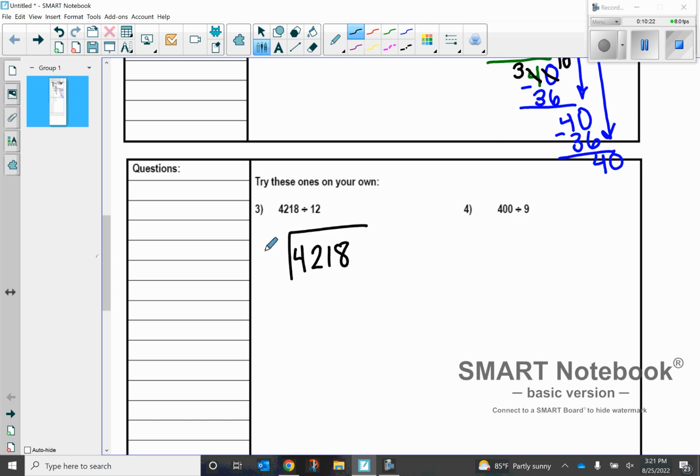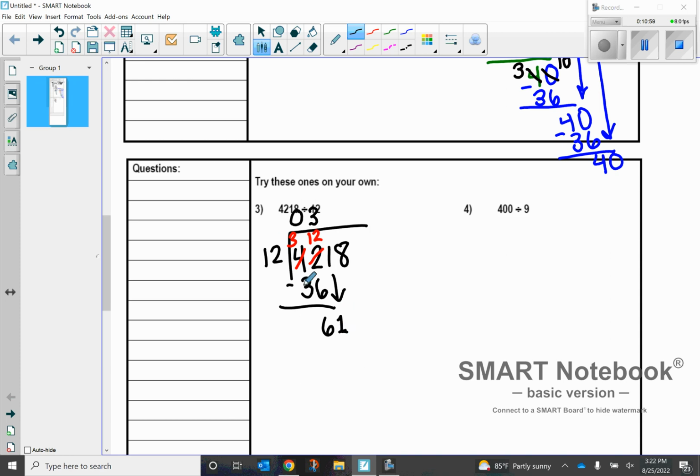4,218 is being divided by 12. 12 can fit into 4 0 times. 12 fits into 42. Use that multiplication chart. 3 times. 12 times 3 is 36. Here I'd have to do some subtraction and borrowing. Make that 4 a 3. Make that 2 a 12. 12 minus 6 is 6. 3 minus 3 is 0. Bring down my 1.